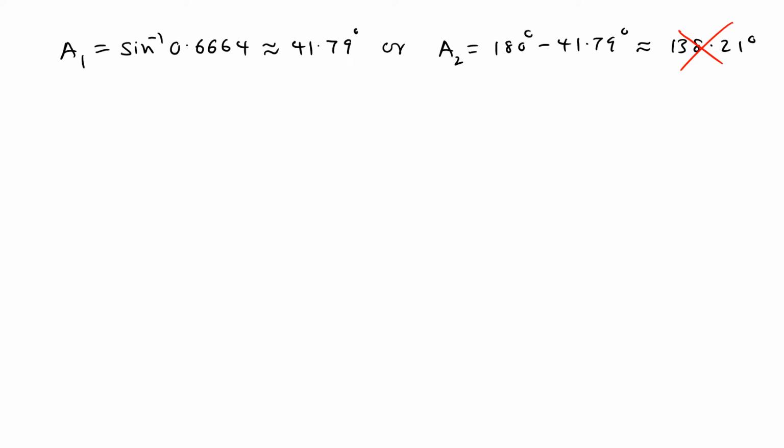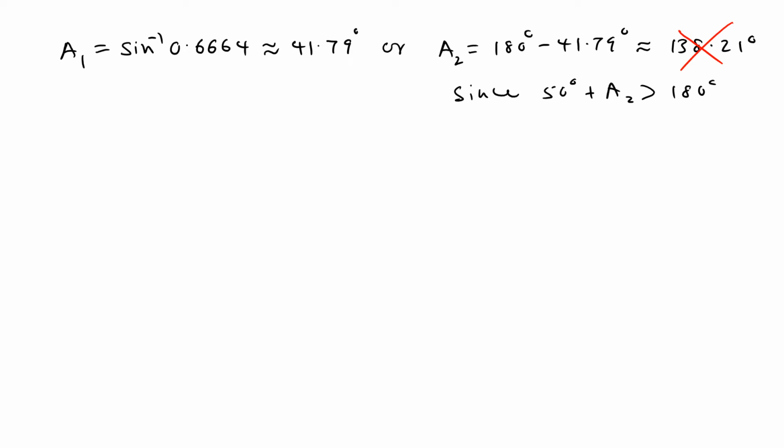That means this is not a possible case. The reason is, since 50 degrees plus A2 is bigger than 180, there cannot be another angle. It's more than 180, so that is not possible. That means there's only one angle, 41.79.